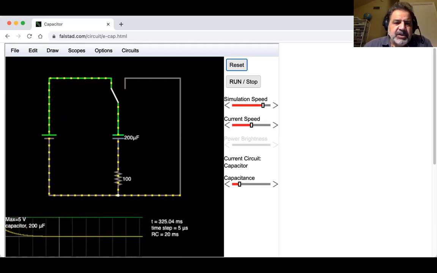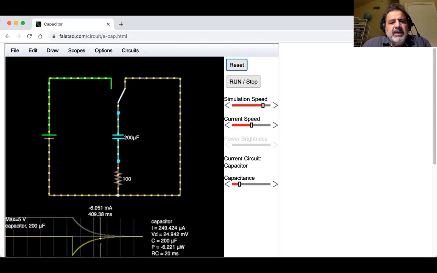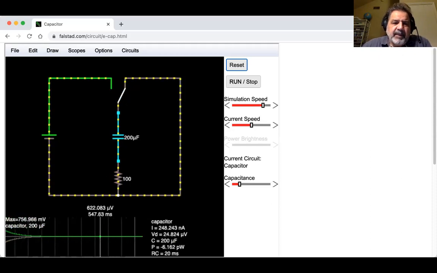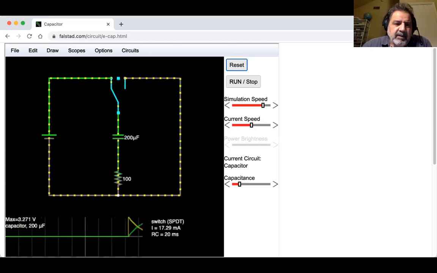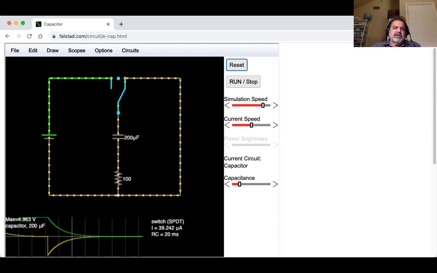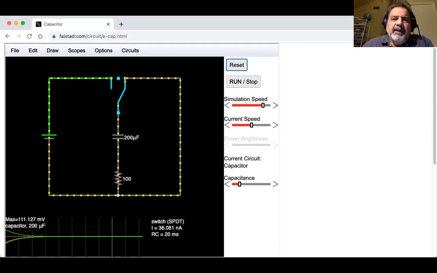Now let's discharge this capacitor. You can see that the current goes and it slows down. Here the current goes and stops because it discharges the capacitor. So that's a little bit of a visual of what's going on.